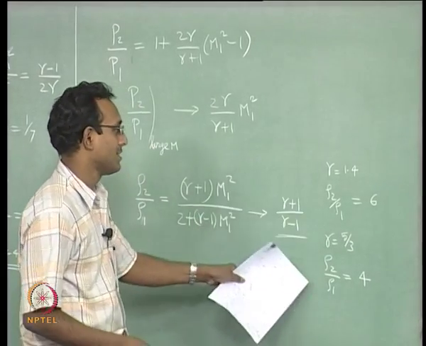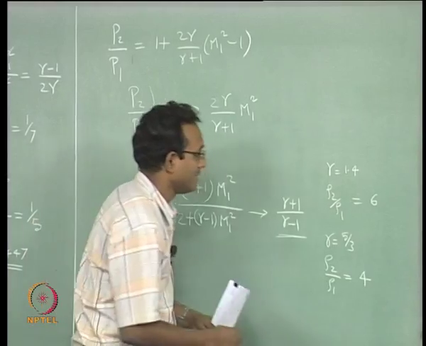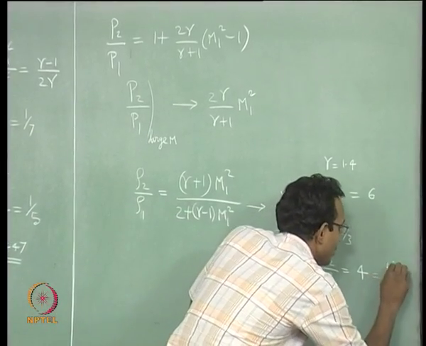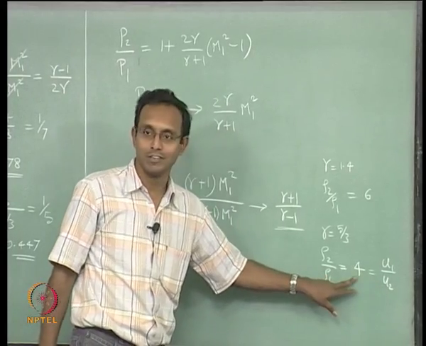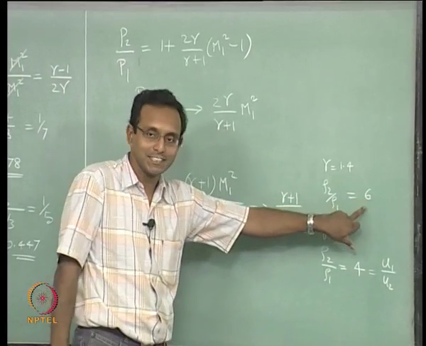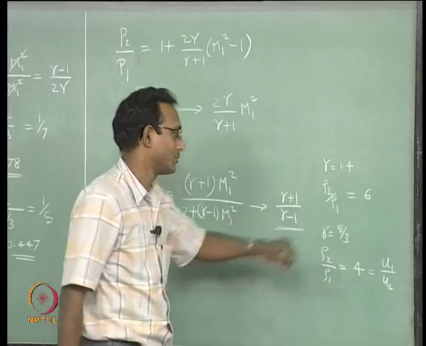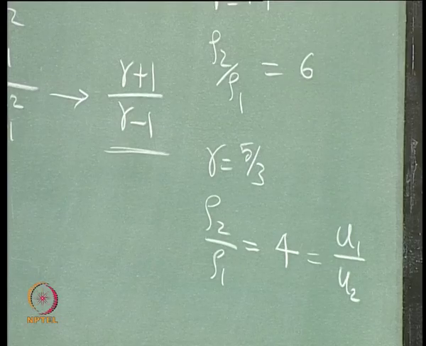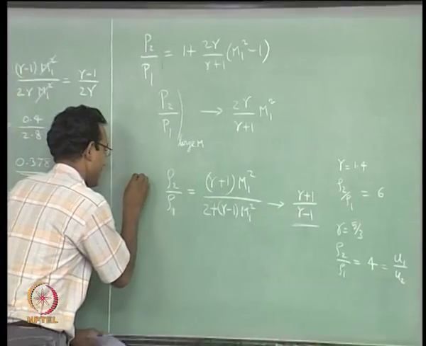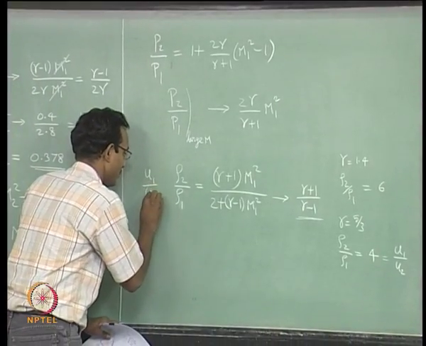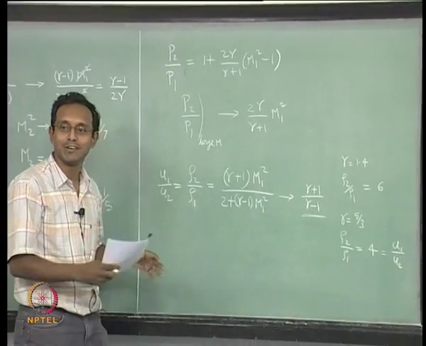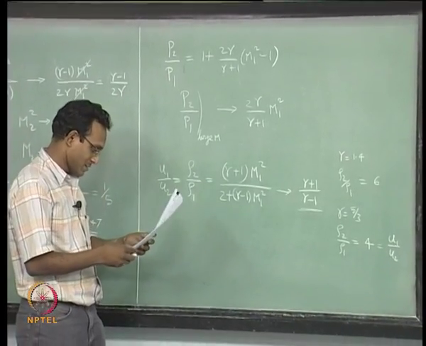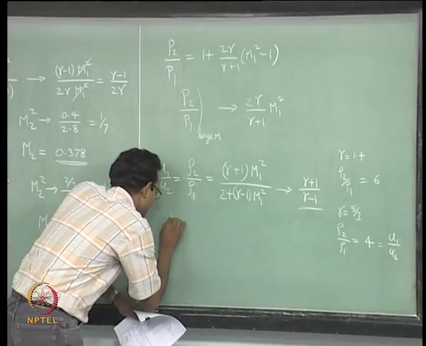If this is the case, what will happen to my velocity? This is going to be equal to u1 by u2. Velocity goes to 1/4 here, velocity goes to 1/6 here, that is what is happening here. So, we have already looked at u1 by u2, I have also looked at the asymptote for velocity ratio, I do not need to deal with it separately. What happens to T2 by T1?